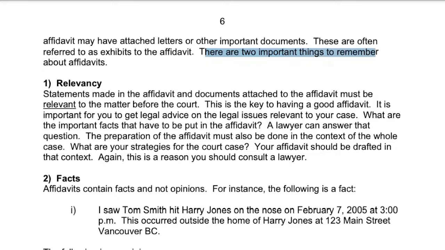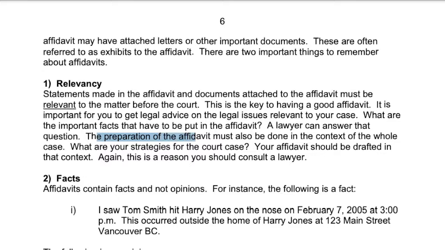There are 2 important things to remember about affidavits. 1. Relevancy. Statements made in the affidavit and documents attached to the affidavit must be relevant to the matter before the court. This is the key to having a good affidavit. It is important for you to get good advice on the legal issues relevant to your case. What are the important facts that have to be put in the affidavit? People can answer that question.